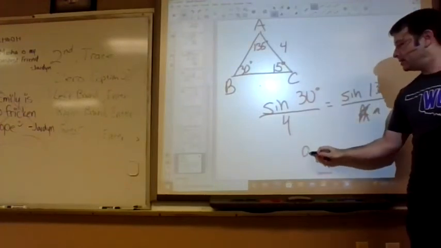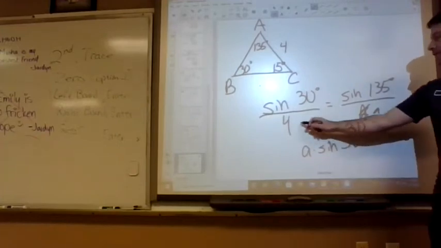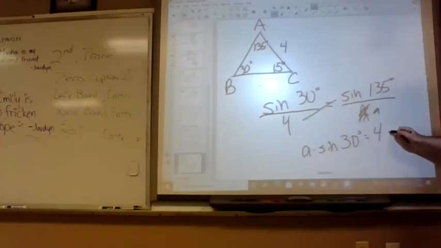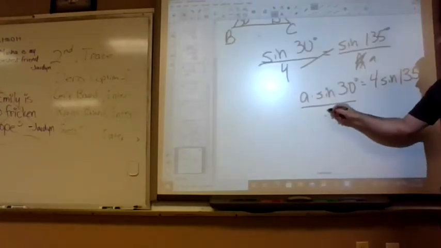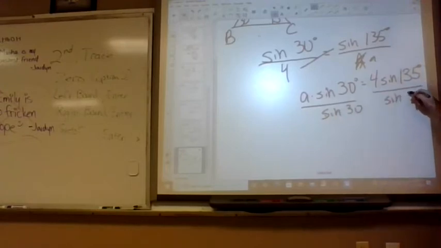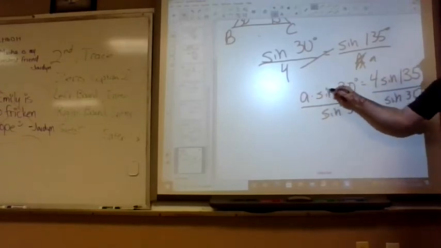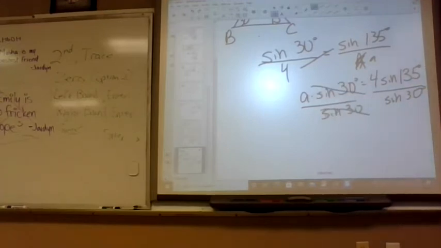So A times sine of 30 equals 4 times sine of 135. So to solve for A, you divide by sine of 30. Four square root of 2. Yep.